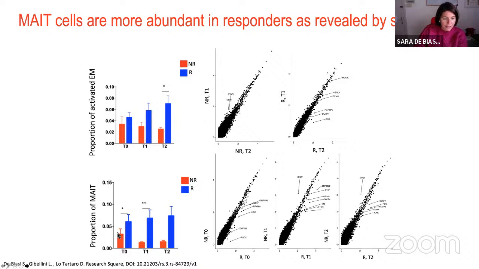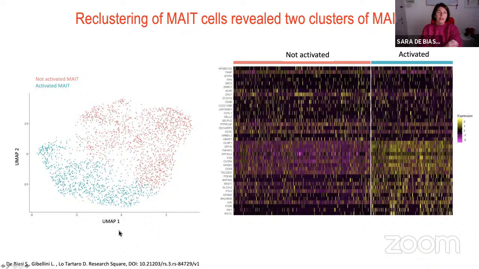In order to better understand what was happening in the MAIT cells, we reclustered the MAIT subset, and this reclustering was able to identify 2 different clusters inside the MAIT cell population, the not activated MAIT represented here in salmon, and the activated MAIT represented here in blue. And you can see here that not activated and activated MAIT were characterized by differential expression of activating genes, such as CD69 and FOS, but also other genes such as TNFAIP3.